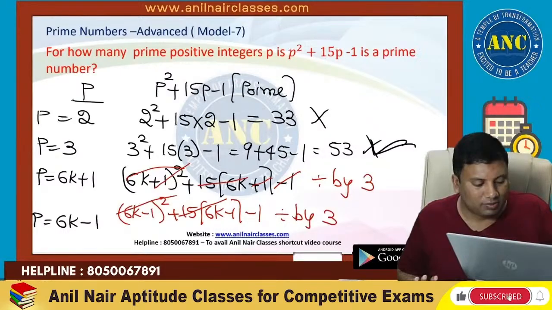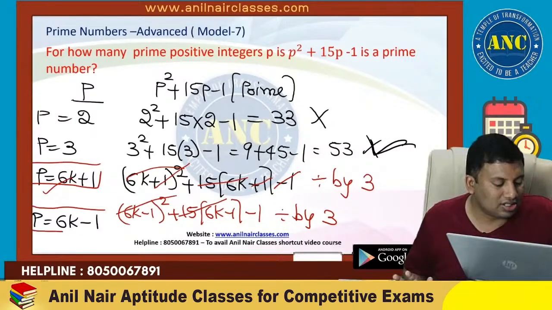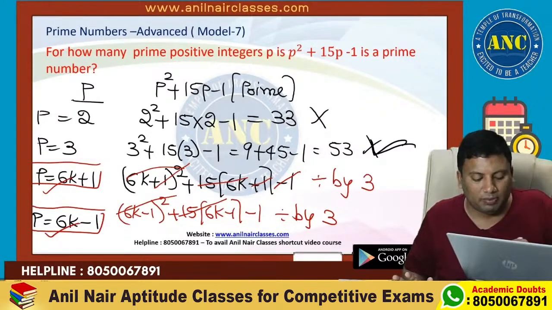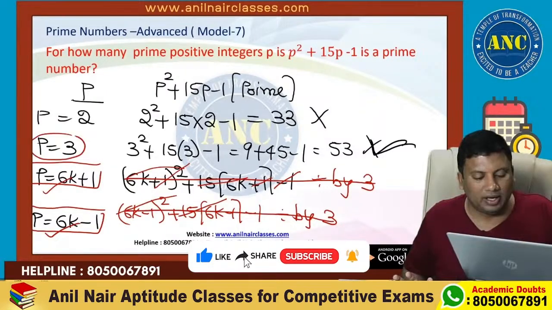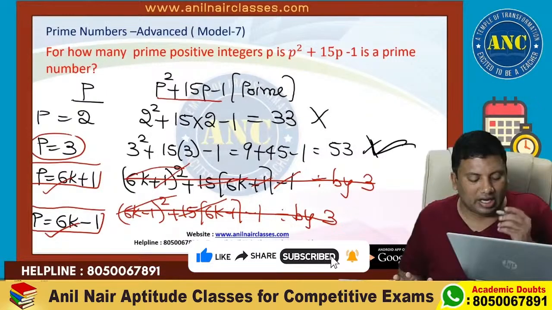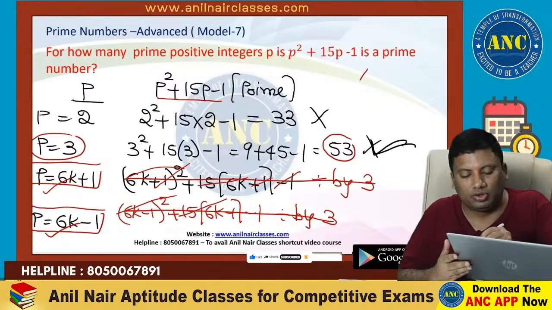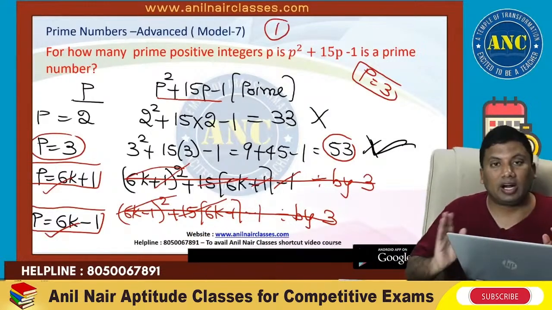Any prime number greater than 3 is of the form 6k plus 1 or 6k minus 1. Both are resulting in the right hand side being divisible by 3. So this cannot be. The value of p which will make this quadratic expression a prime number is nothing but p equivalent to 3. How many prime values can it take? 1. This is the beauty of our classes.